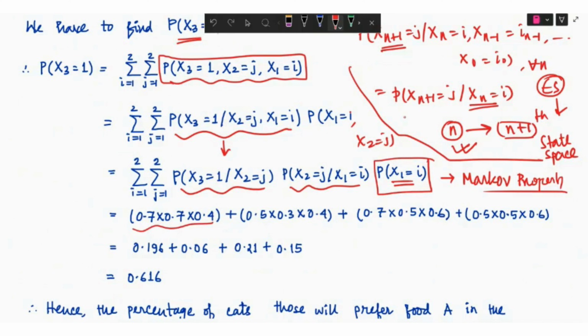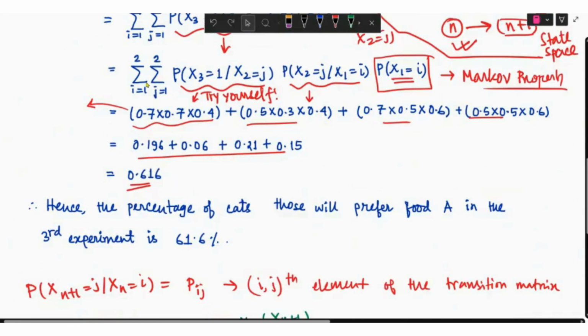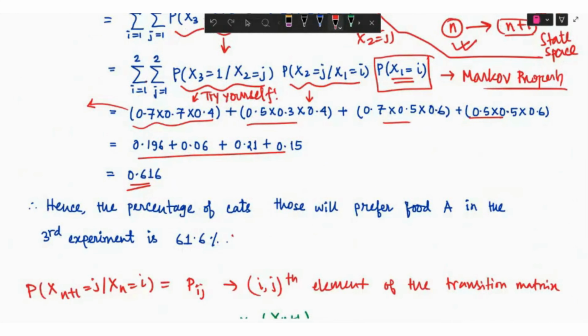By multiplying, we get 0.7 into 0.7. That is X3 equal to 1 given X2 equal to 1 and X2 equal to 2 separately. Also, for j equal to 1 and 2, we have to consider i equal to 1 and 2. So there are 4 possible choices. So these 4 probabilities we add. You can check whether the calculations are correct or not. Try it yourself. So this is basically 0.7 times 0.7 times 0.4, and so on. That's the calculation you check, and this simply becomes 0.616. So the percentage of cats that will prefer food A in the third experiment is 61.6%.